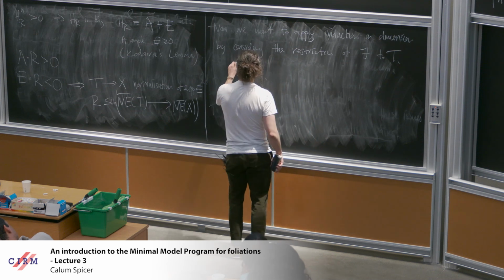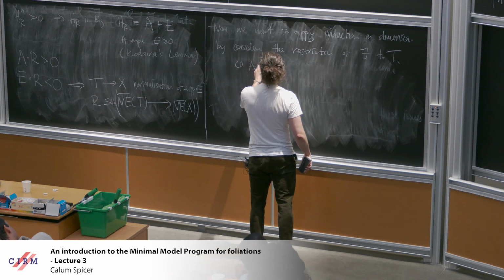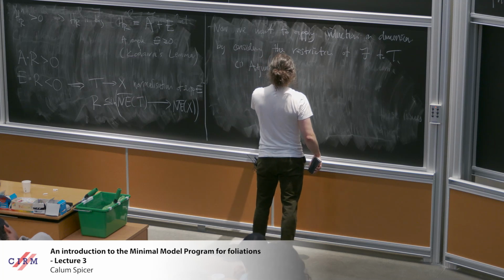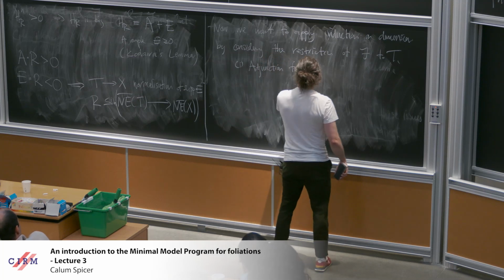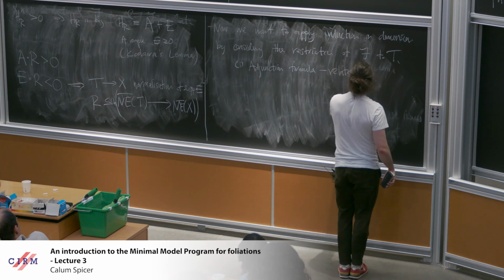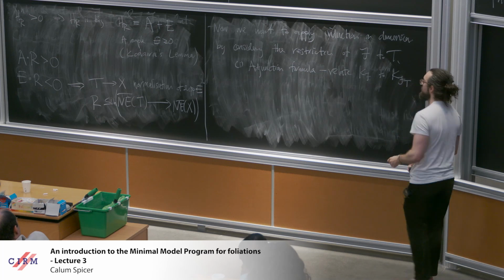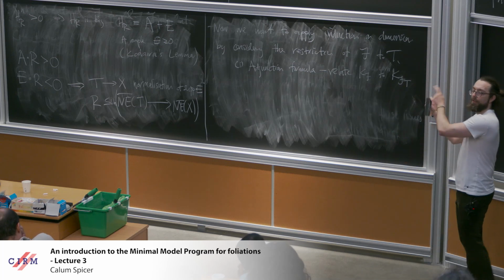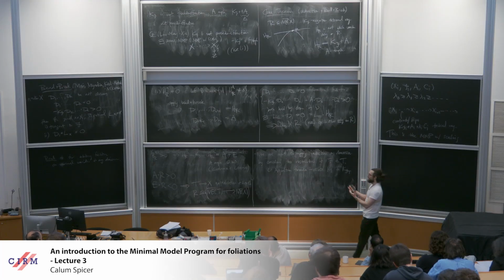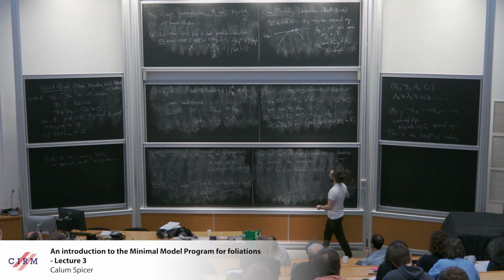So the key ingredients in doing this are, one, we need some sort of adjunction formula. In other words, we have to relate K_F to the pullback K_{F_T}. So we need some way to compare what these two divisors are. If you're familiar with the adjunction formula for varieties, which I assume most of us are, there is a similar formula for foliations, which allows us to write K_F and K_{F_T} in the pullback foliation.